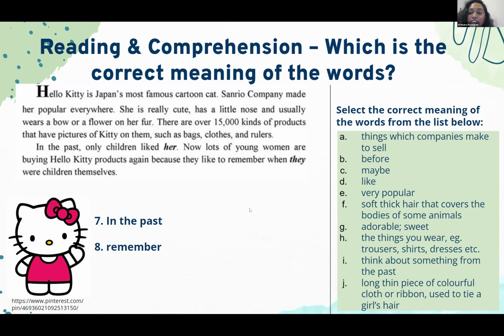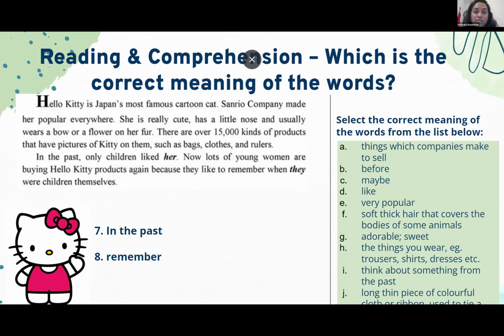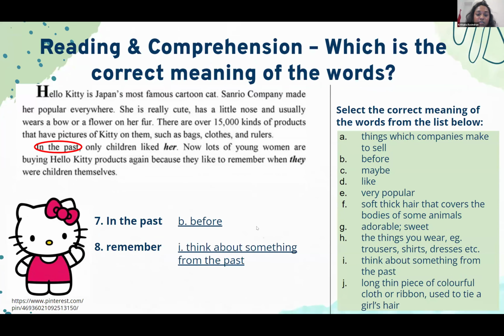Okay, number 7 is not you think about the things from the past. That is number 8. Remember would be you think about something that happened before, right? So you're thinking about the past. So you want to try for number 7 again? Anyone want to try for number 7? Before? Yes, very good. Okay, before. So something that happened in the past is before. Something that happened in the future is, yeah, the future. Okay, so then number 8 will be to think about something from the past. Very good.